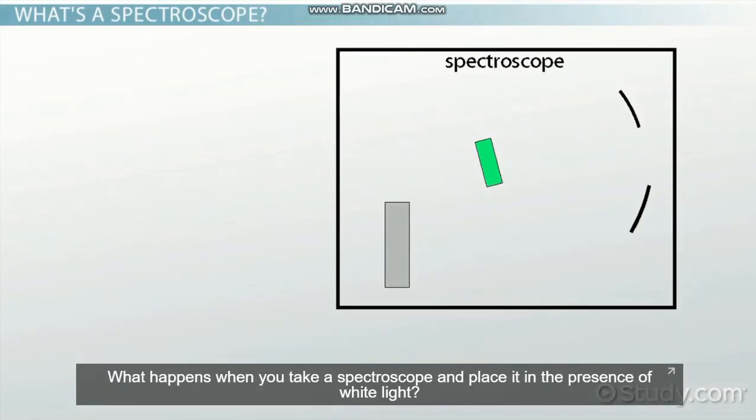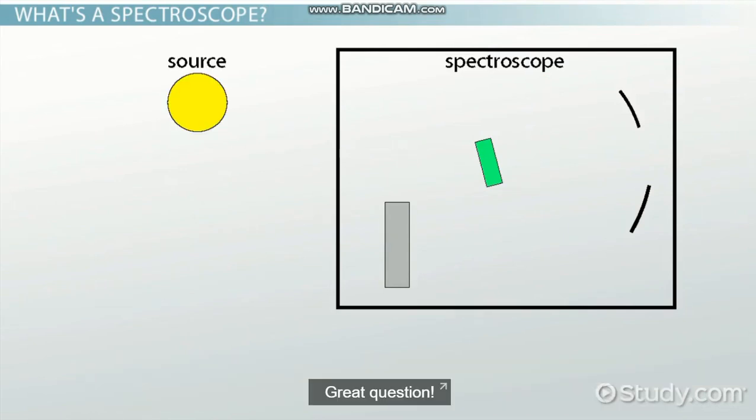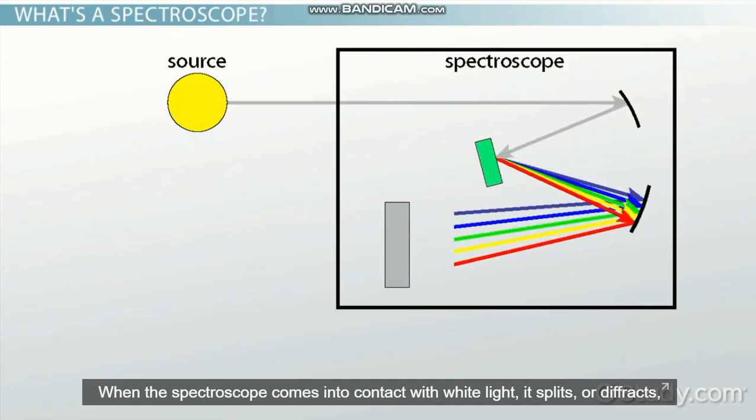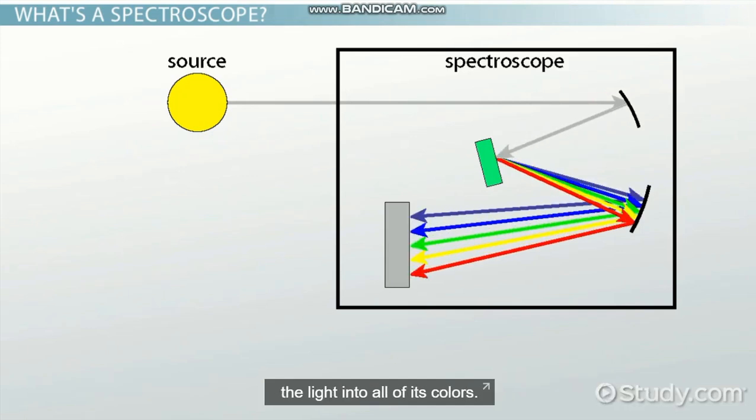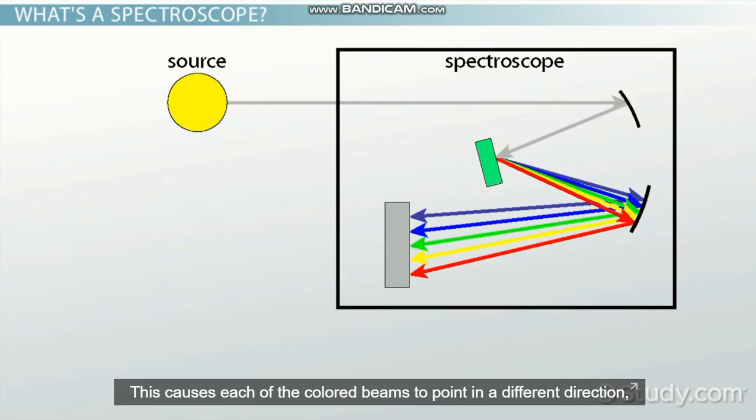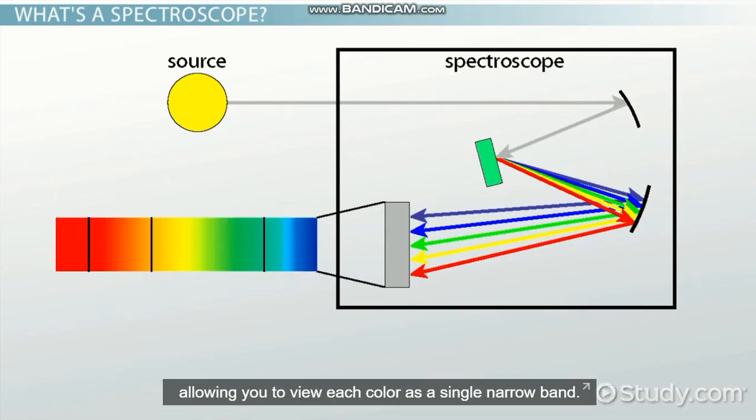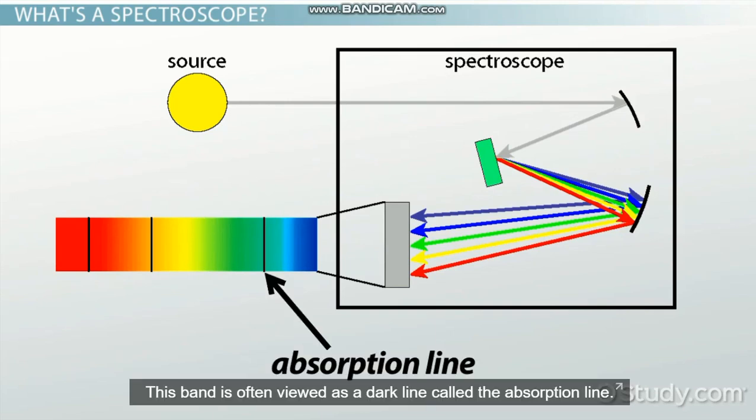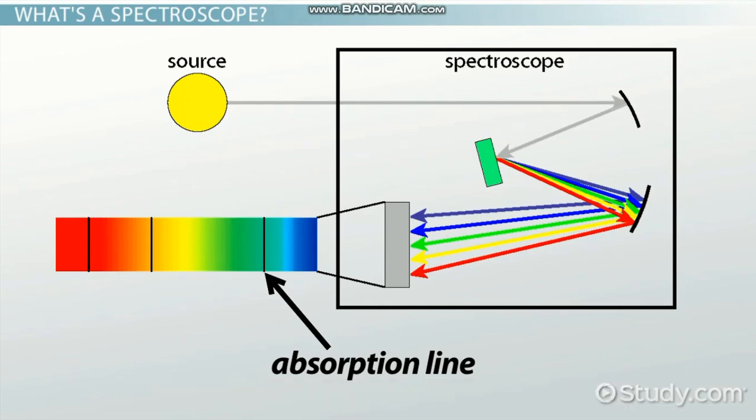What happens when you take a spectroscope and place it in the presence of white light? Great question. When the spectroscope comes into contact with white light, it splits or diffracts the light into all of its colors. This causes each of the colored beams to point in a different direction, allowing you to view each color as a single, narrow band. This band is often viewed as a dark line called the absorption line.